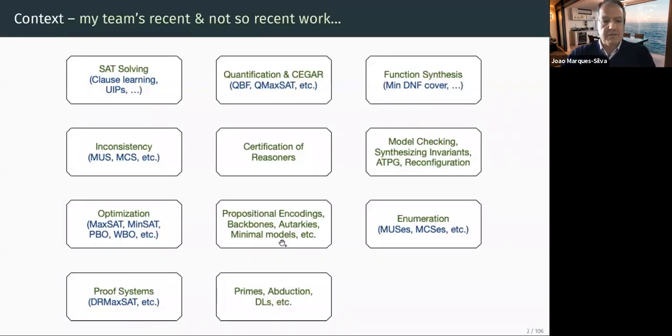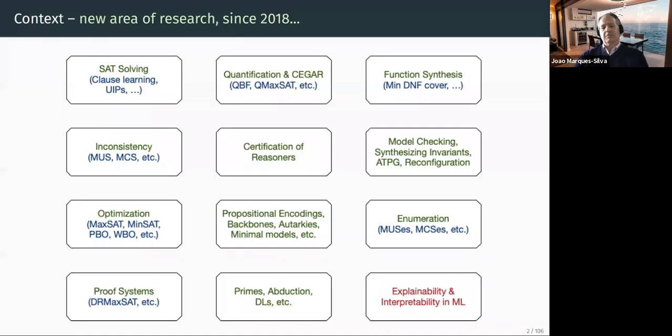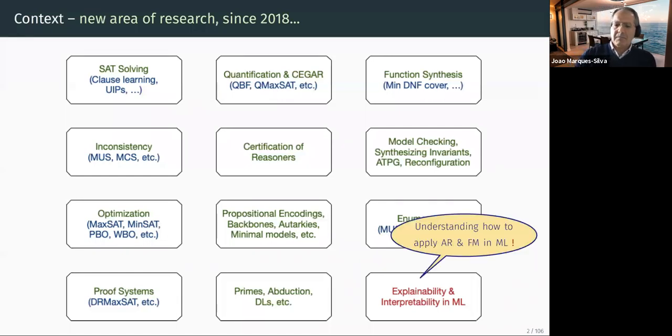But for those that don't know me, and probably many of you don't know me, my work in the past has not been on machine learning. It has been on SAT, on constraints, and different applications of SAT and constraints. So here I list a few topics. What happened over the last 2 years is that we have been applying what we know to explainability and interpretability in machine learning. So essentially, the challenge that we decided to face is understanding how we can apply automated reasoning and formal methods in general in machine learning.